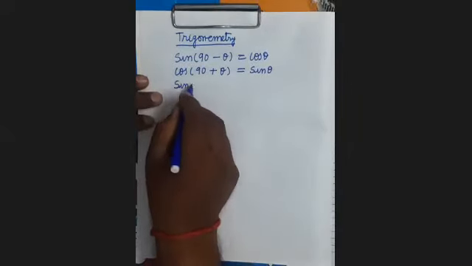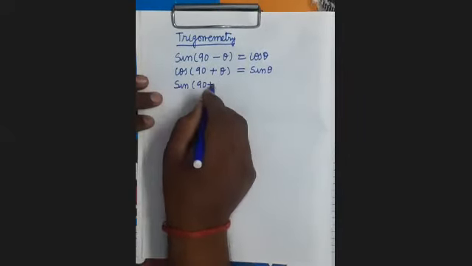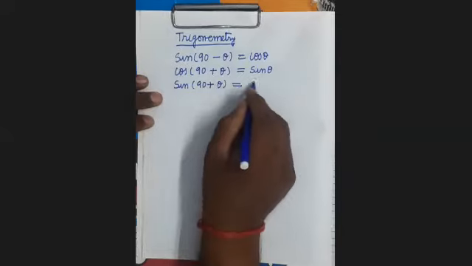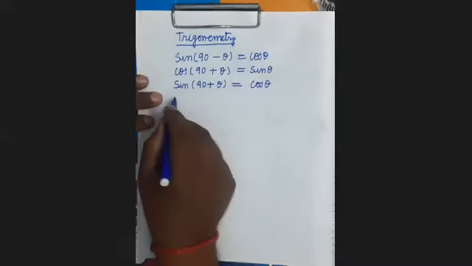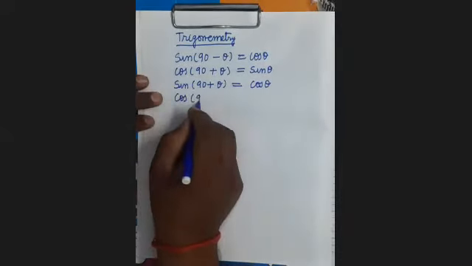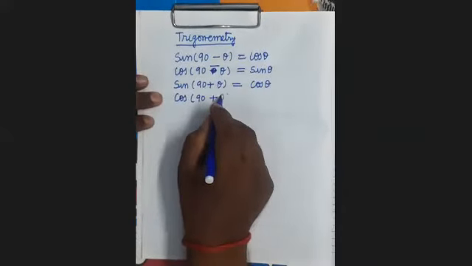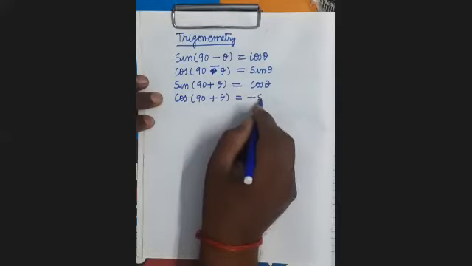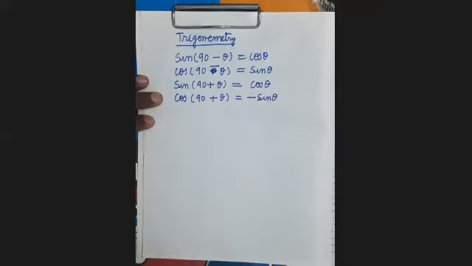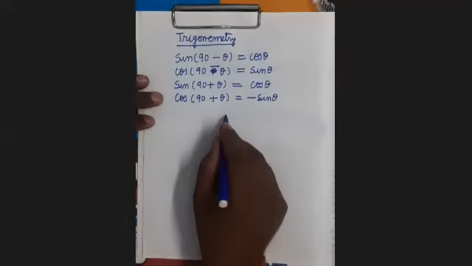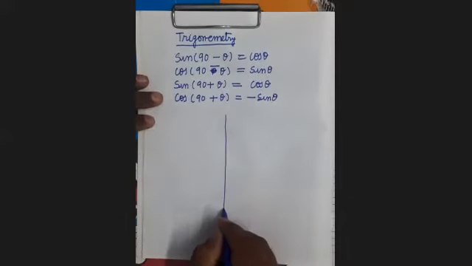Similarly, sin(90 plus theta) is equal to cos theta, and cos(90 plus theta), here it is minus. Cos(90 plus theta) will be minus sin theta.